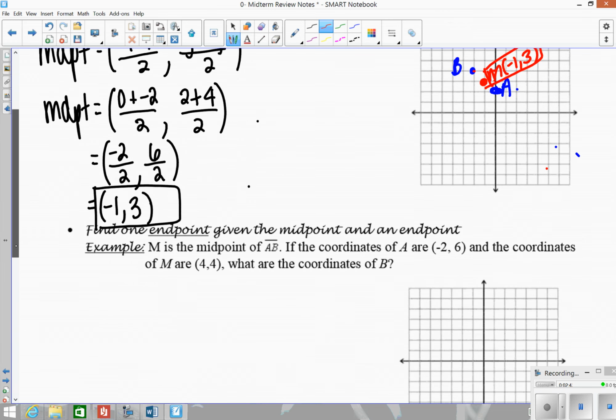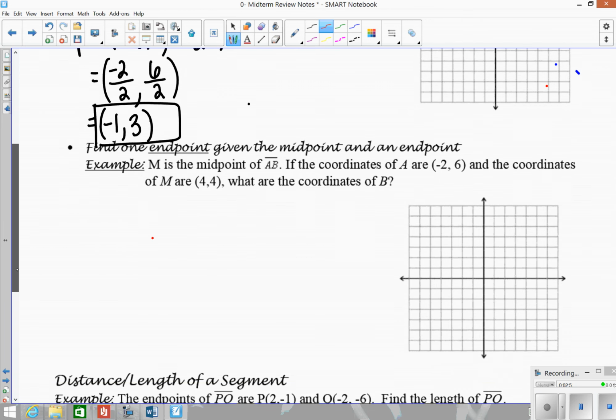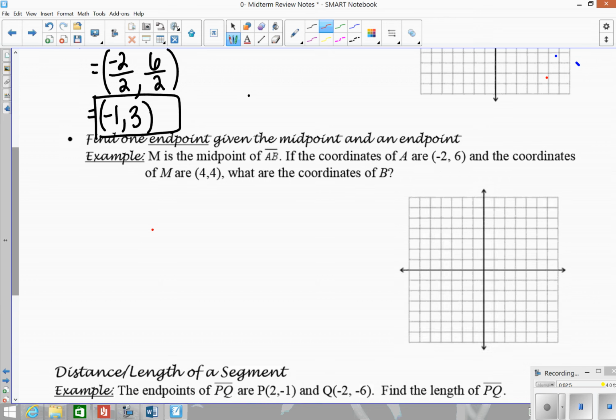The next problem, still talking about midpoint, but instead of finding the midpoint, we're trying to find the other endpoint given the midpoint. So let's look at this one on a graph first, and then we'll switch it over to algebraically. So this time, M is the midpoint of AB. So if I start with A, it's negative 2, 6. So 1, 2, 3, 4, 5, 6. Here's A. And M is the midpoint. So that's going to be 4, 4. So 1, 2, 3, 4. 1, 2, 3, 4. So here's M.